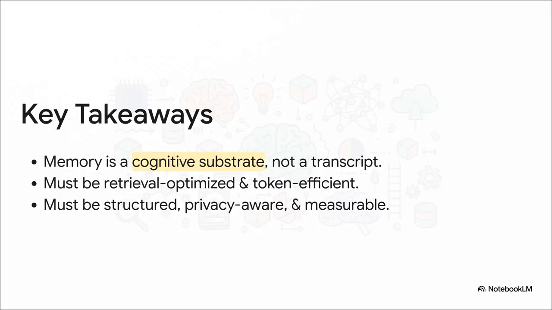So let's wrap this all up. The big takeaway today is that AI memory is not just a transcript. It's not a log file. It's a living, breathing cognitive system. To work, it has to be built for speed, it has to be crazy efficient with its token budget, and you have to be able to measure how well it's working. This is the bedrock that real AI will be built on.